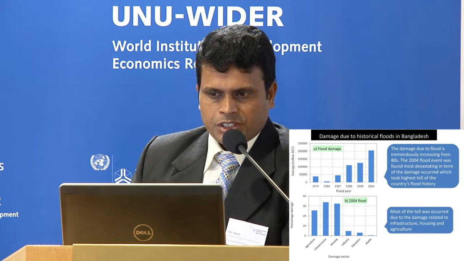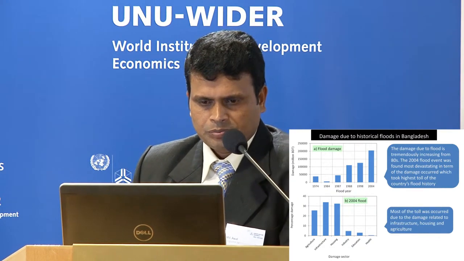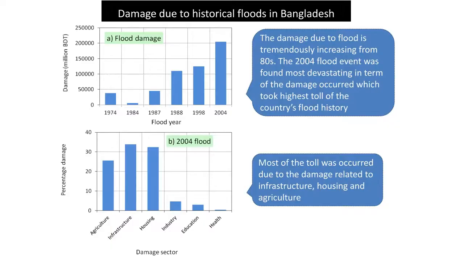The damage due to historical floods in Bangladesh, for example, 1974, 1984, 87, 88, 98, and 2004: the damage due to flood has gradually increased, with lower figures for earlier damage. Agriculture, infrastructure, and housing are seriously damaged due to flood, for example, here, the 2004 flood.